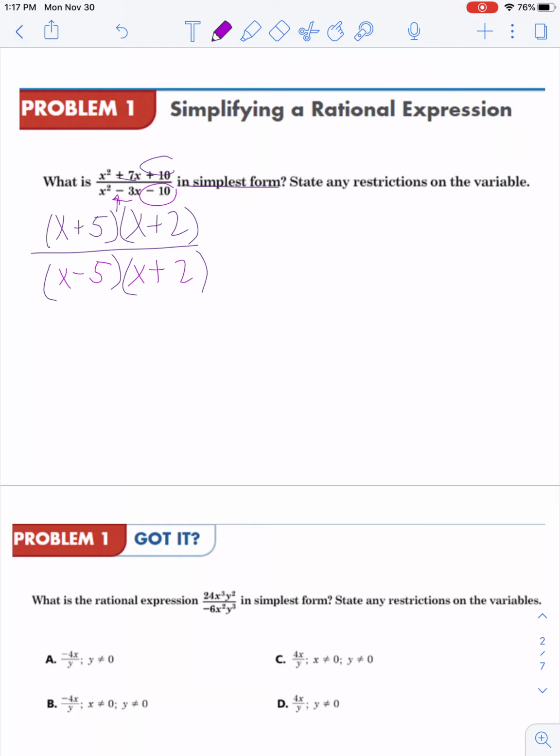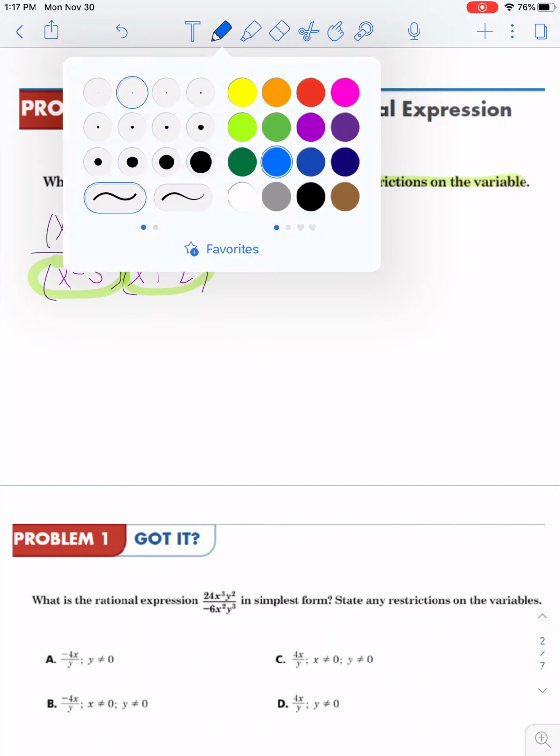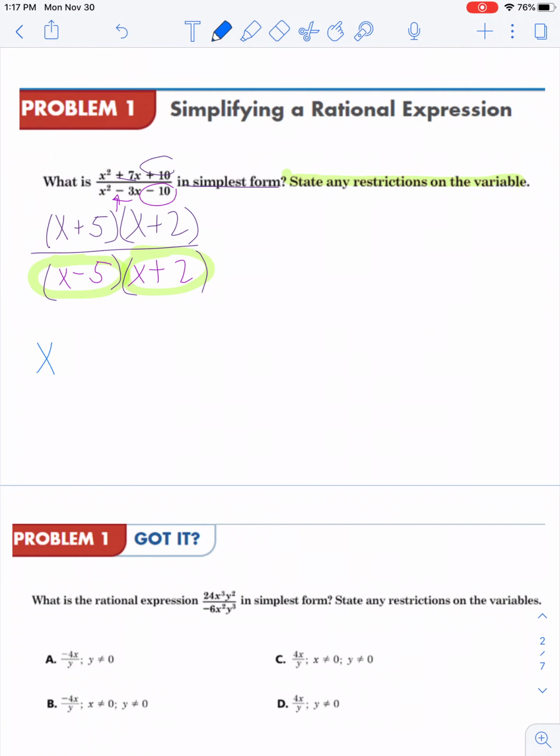All right. And at that point, then you want to look at these restrictions. State any restrictions. And you're going to focus in on the bottom factors. We would use the zero product property in this. If I'm looking at those two factors, I would take x minus 5 and set it equal to 0, x plus 2, set that equal to 0, and solve. Well, that would give me x is 5. Okay? And that would give me x is negative 2.